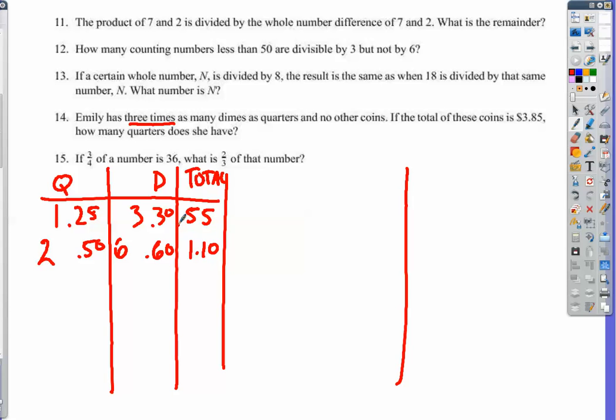Well, I'm not very close, right? So let's try another. Let's say I had 5 quarters. If I have 5 quarters, it means I have 15 dimes.